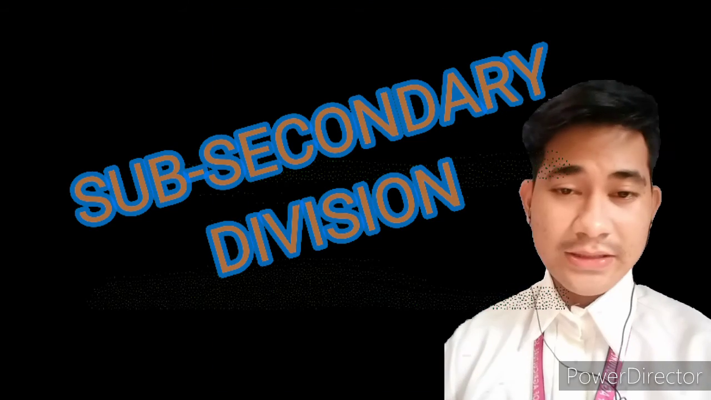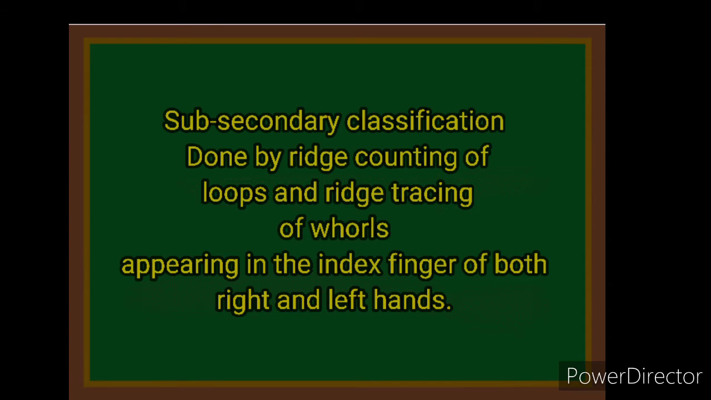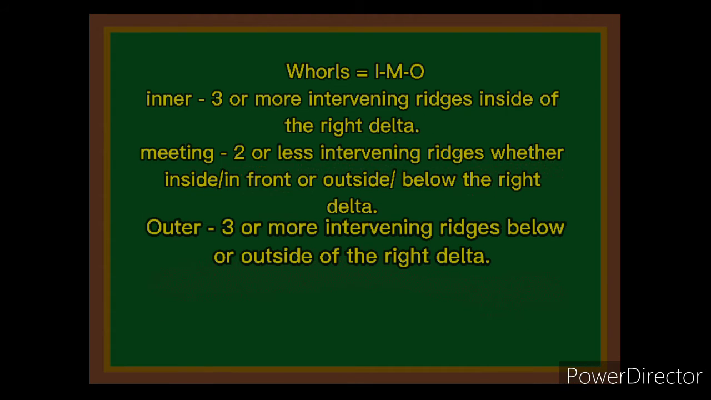And sub-secondary. In the sub-secondary division, it focuses on ridge counting in whorl tracing, but in this division, index, middle, and ring finger only. Whorls have IMO: inner, meeting, and outer.